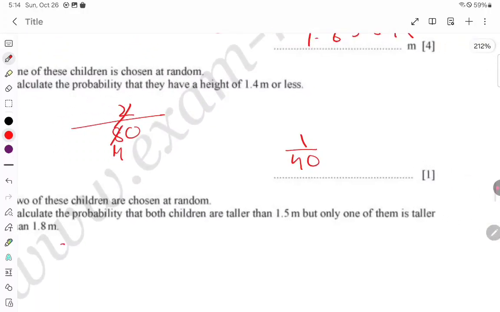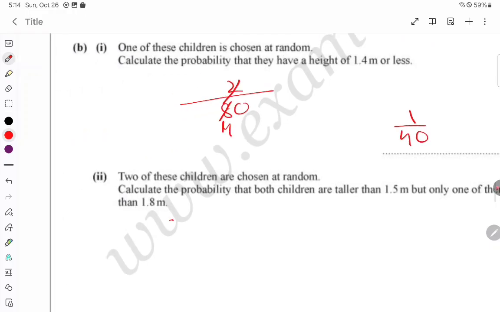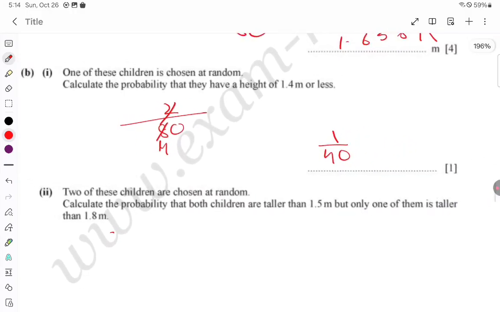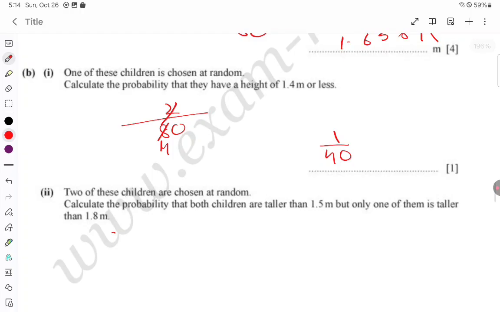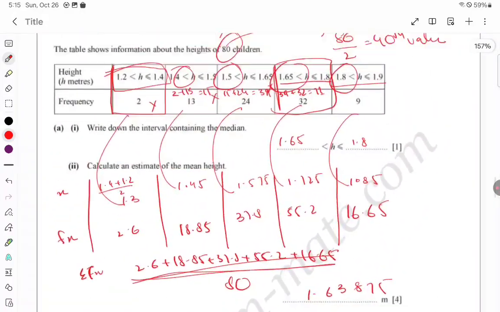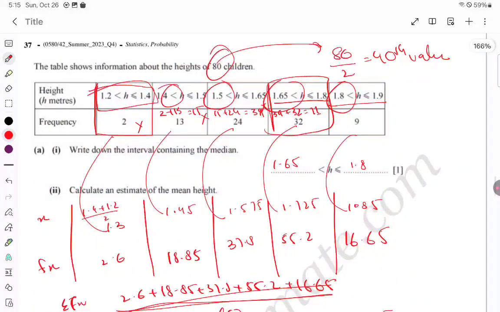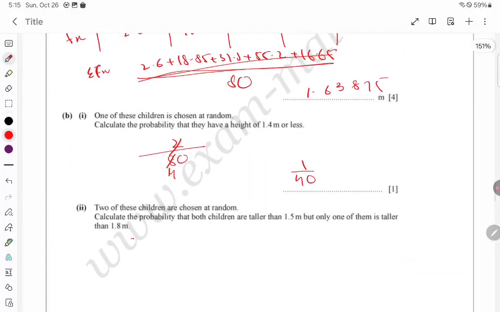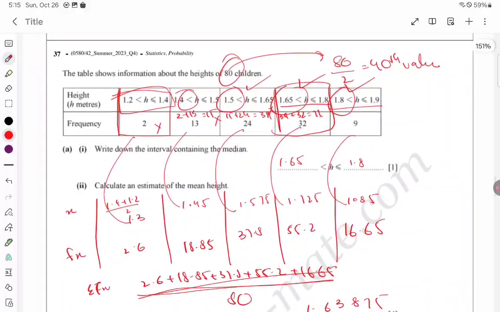Now in part two, two of these children are chosen at random. Calculate the probability that both children are taller than 1.5 but only one of them is taller than 1.8. Both are taller than 1.5. We can consider this one, this one, and this one, but only one is taller than 1.8. And then we apply this case again for the second child.